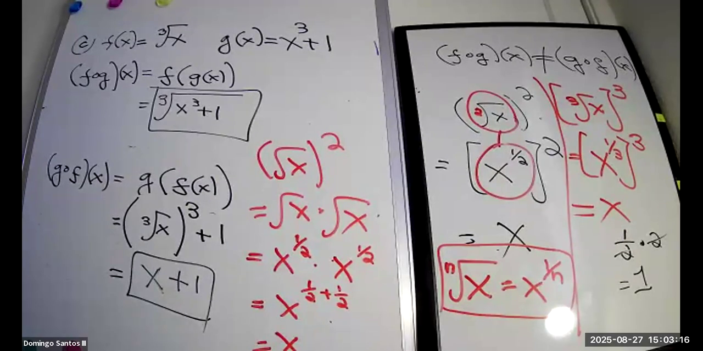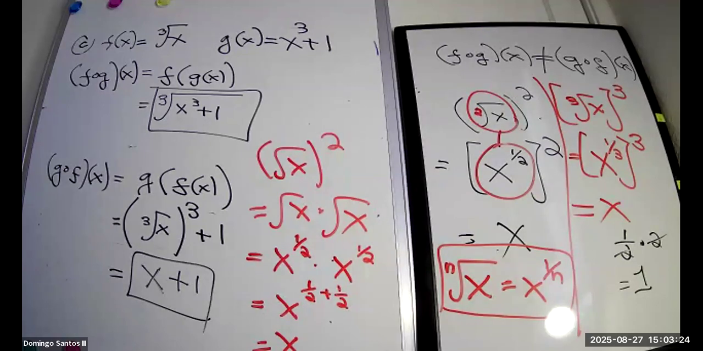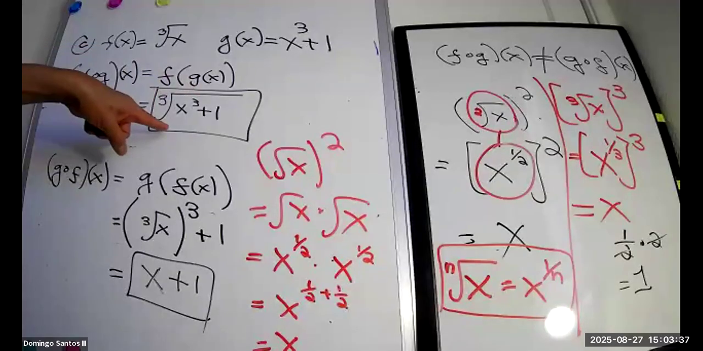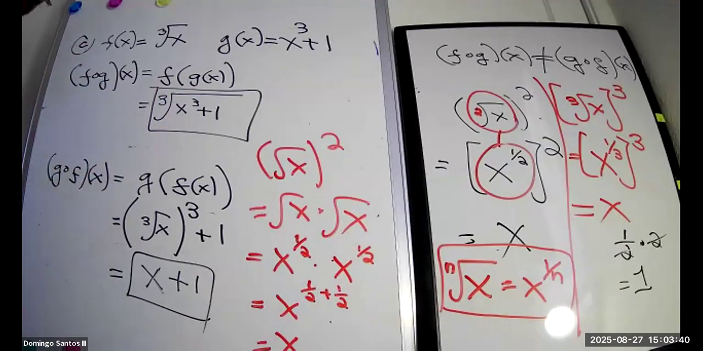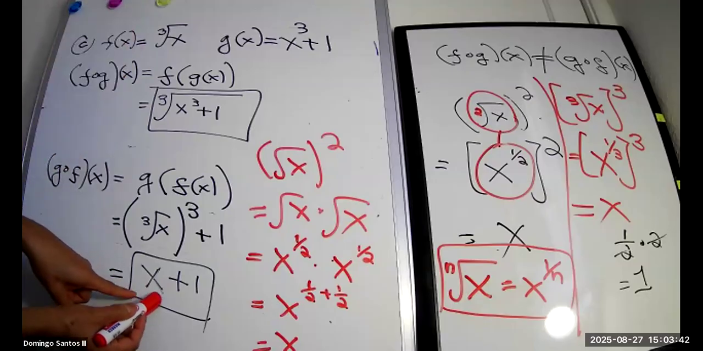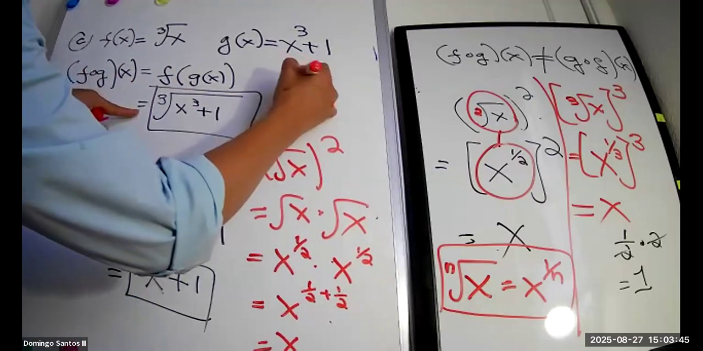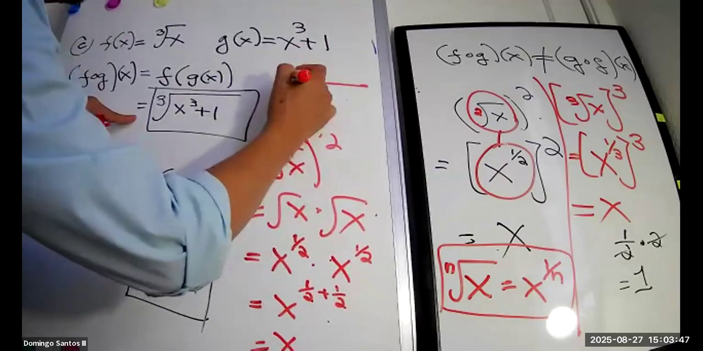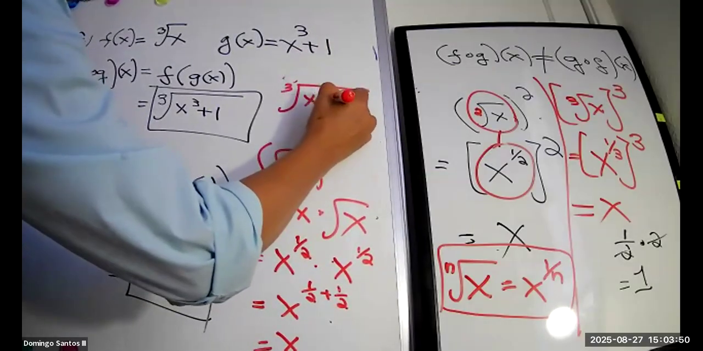Professor, I had a question. Yes, Hassan. Can't we simplify the first problem to be x plus 1 as well? I mean f of g of x. Ah, no. Because it's like this now. What he's saying is, can we simplify it? This is the cube root of the whole thing of x cubed plus 1.